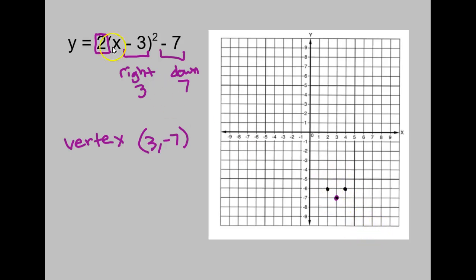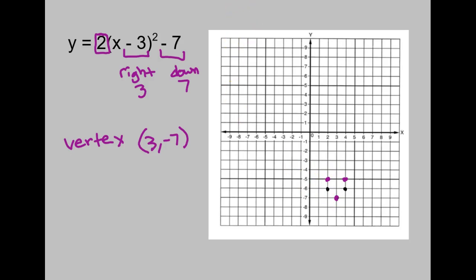But this graph is going to be twice as steep. So I'll show you how we can figure that out. This graph is going to go right 1, up 2, twice as much as 1. This graph is going to go left 1, up 2, twice as much as 1.